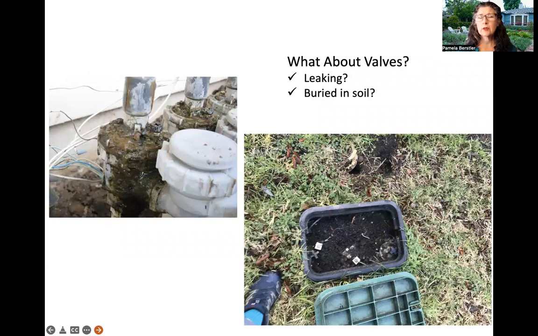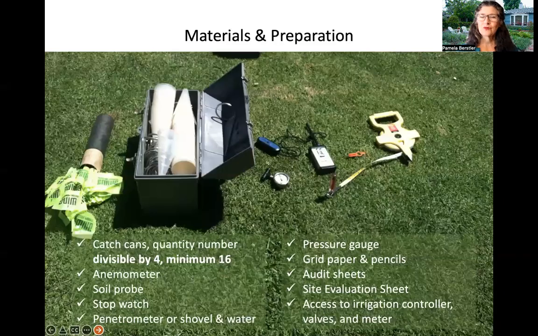And then look a little further afield. What is happening with the valves? Are they leaking? Are they rusting? Are they buried beneath the soil? Any of that you can clean up or make work a little bit more efficiently is a good idea.